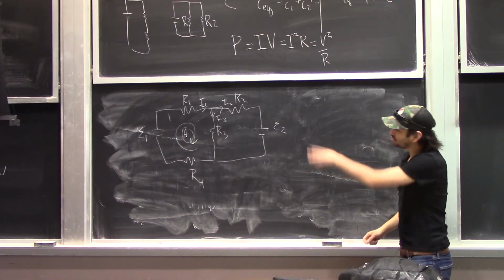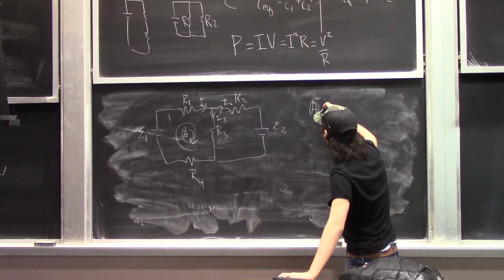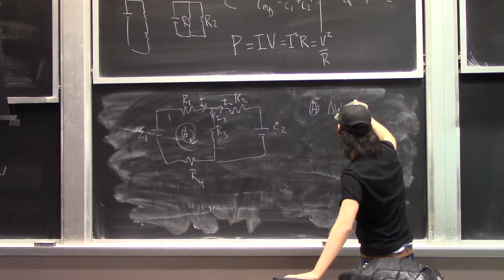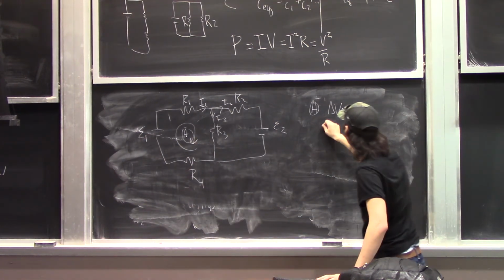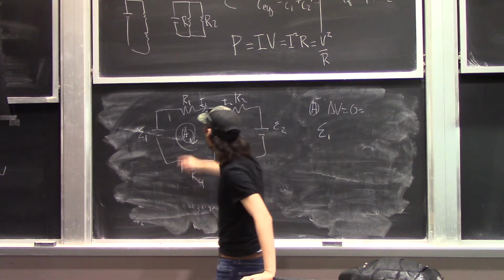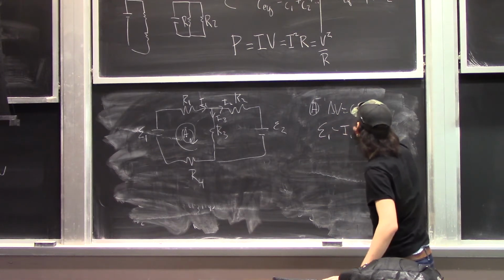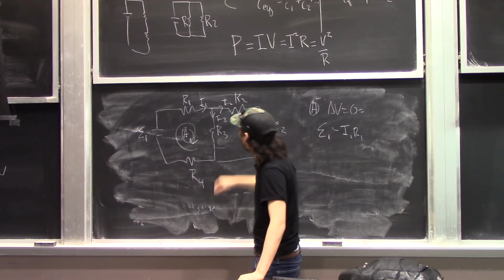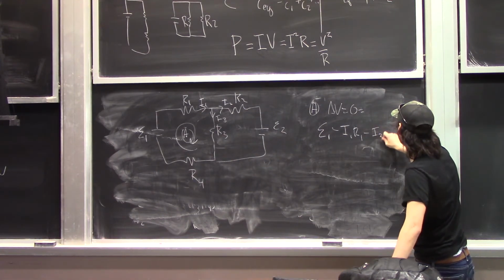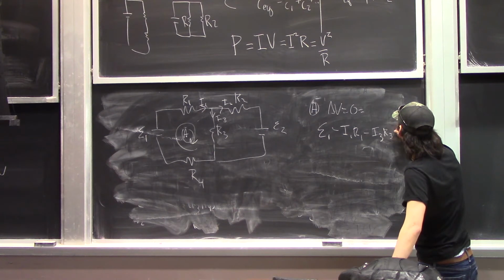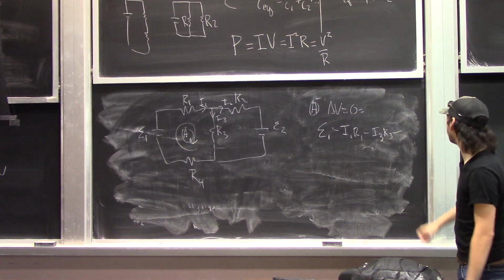Okay, so when we write this loop equation here, we're going to have A. This is going to say that delta V is equal to 0, which is going to be equal to this increase in potential, so this is going to be some epsilon 1, minus a decrease in potential across this one, so this is going to be minus I1 R1. We're going to have another decrease in potential across R3, so this is going to be minus I3 R3, and then this is going to be another decrease in potential to get back to where we started, so this is going to be minus something times R4.